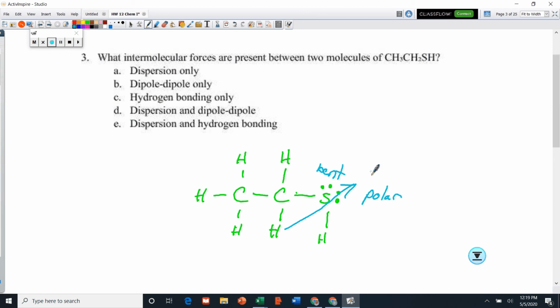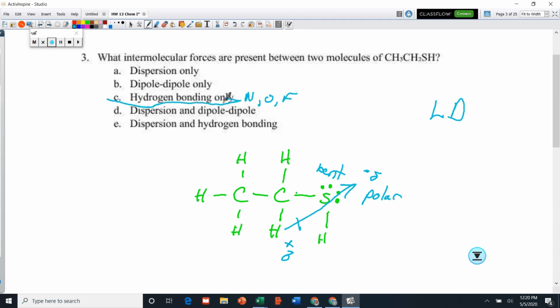And so we're going to have this partial negative on this side and partial positive over here. So we do get this kind of a polar thing in this general direction. So remember that all molecules have London dispersion. And then if it's polar, we need to look for it to be hydrogen bonding. We need to have nitrogen, oxygen, or fluorine present. So those are not present.